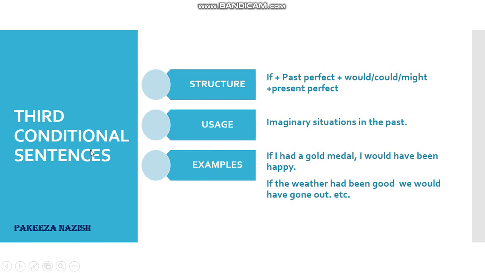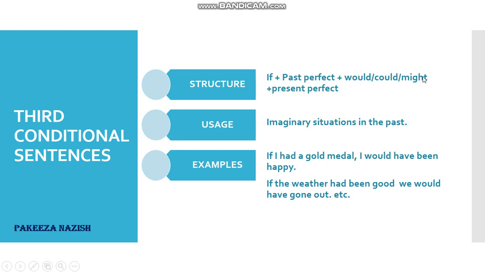Then we have the third conditional sentences. What are the third conditional sentences? Again, please keep it in your mind that every sentence we call conditional should have if in it. If there is no if in the sentence, it is not conditional. So if plus past perfect. What is the past perfect? Keep it in your mind, had plus third form of verb plus would, could, might.